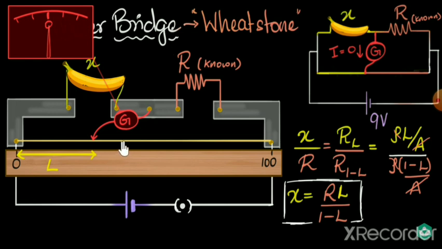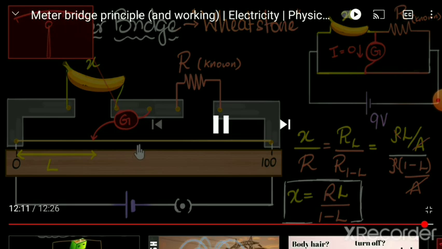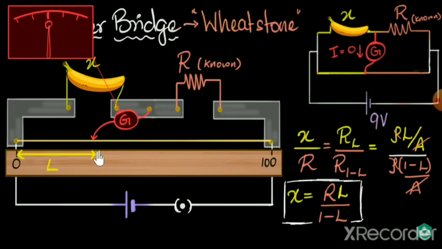But over here, notice, in the balancing condition, there is no current flowing through the galvanometer at all. So the resistance of the galvanometer won't matter. We're not using voltage or current calculation. All that we're using is the length of the wire and this known resistance. So as long as we do that calculation accurately, we will be able to get a much more accurate value of the resistance of that banana.